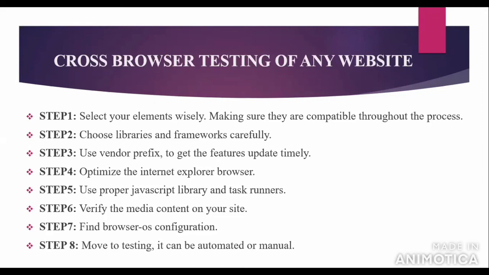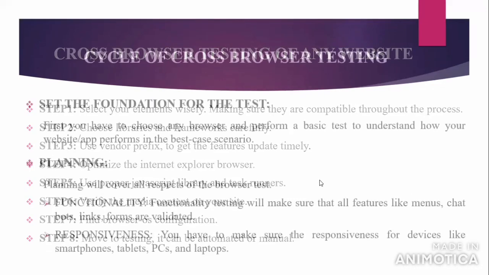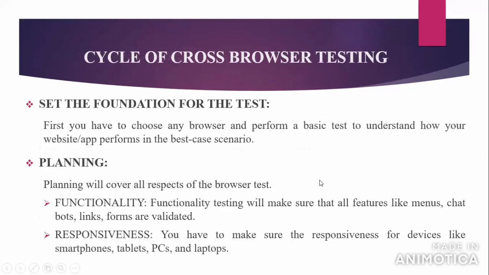Step number 6, verify the media content on your site. Step number 7, find browser and OS configuration. And step number 8, this is the last step, move to the testing. It can be automated or manual. Then comes the cycle of progress.